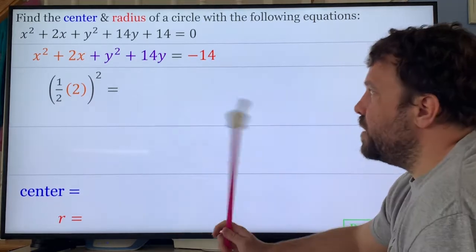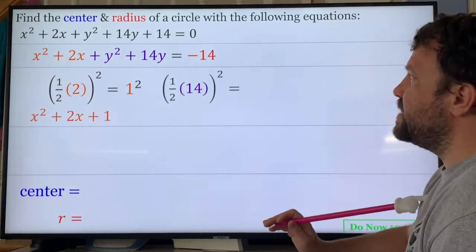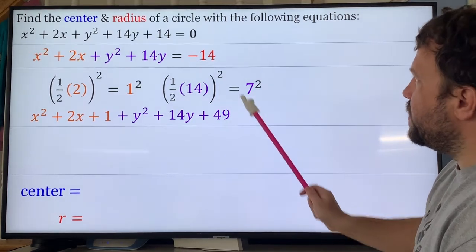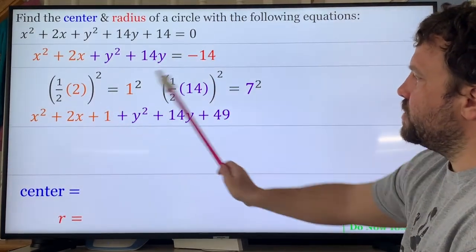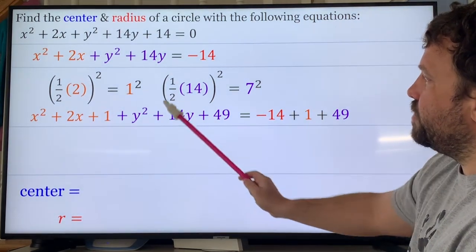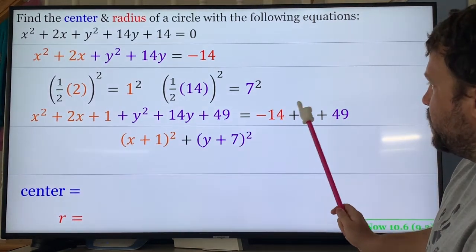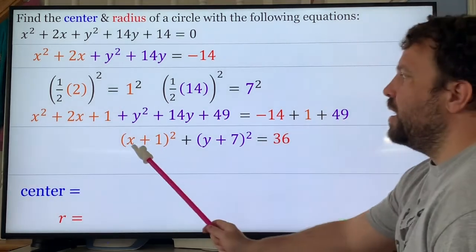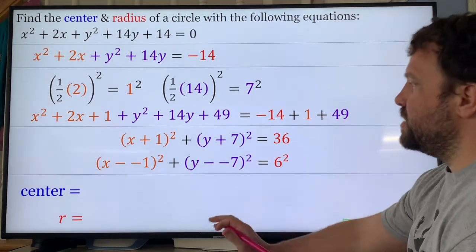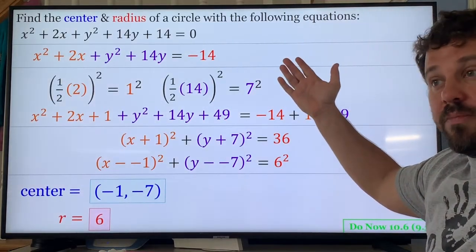Half of 2 is 1. 1 squared is 1, so x squared plus 2x plus 1. Half of 14 is 7. 7 squared is 49. y squared plus 14y plus 49 equals negative 14 plus 1 plus 49. All right? This becomes (x plus 1) squared, (y plus 7) squared. Negative 14, 1, and 49 becomes 36. (x minus negative 1) squared, (y minus negative 7) squared, and 6 squared. Center is (negative 1, negative 7), and your radius is 6. There we go. You guys are masters of this.